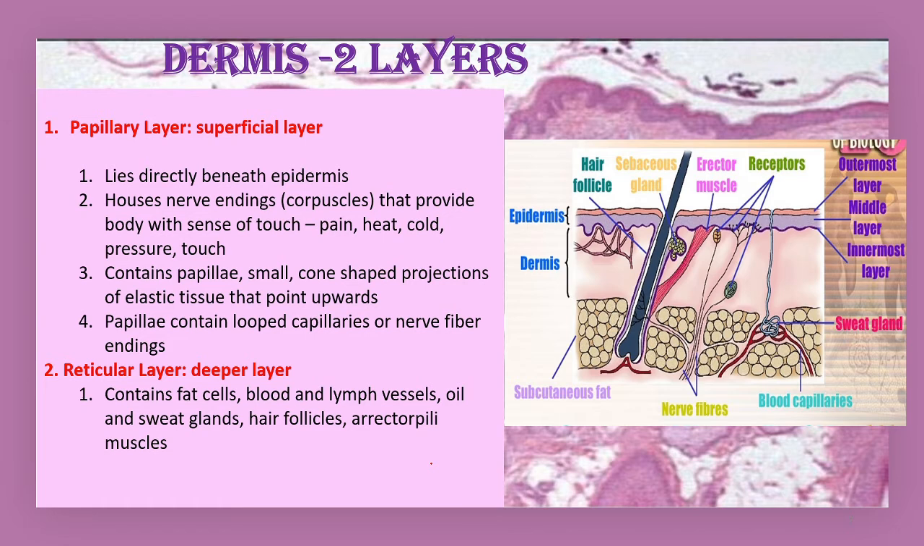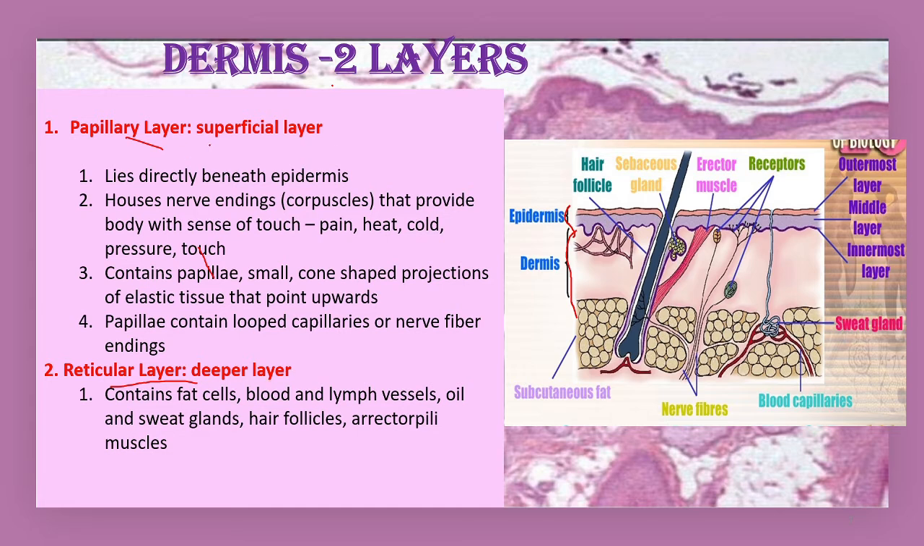Now, the second layer that we will see is the dermis. The epidermis is a very narrow, very thin layer, whereas the dermis is a very thick layer that you can see here. The dermal layer is divided further into two layers. The first region is called the papillary layer or papillary region, and the second region is called the reticular region, that is the deeper layer.